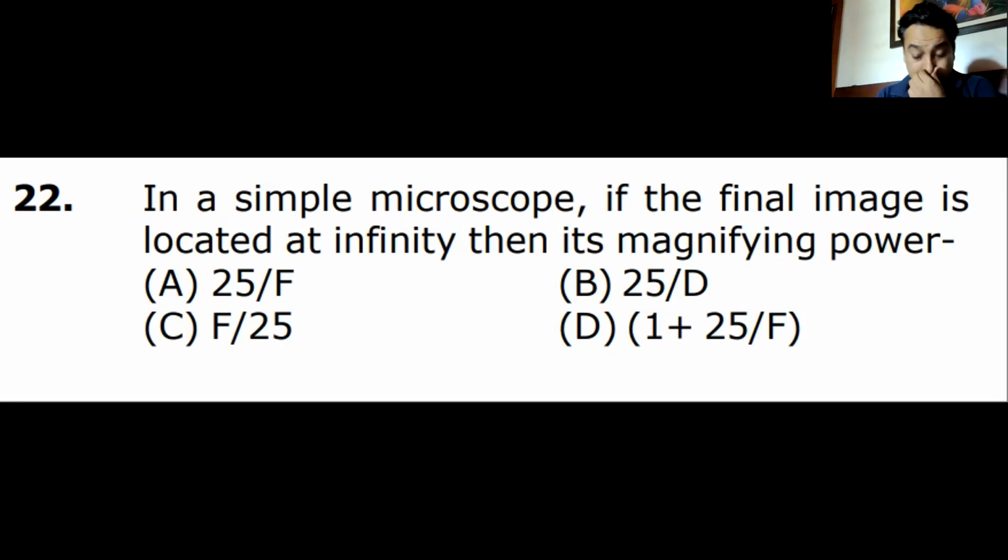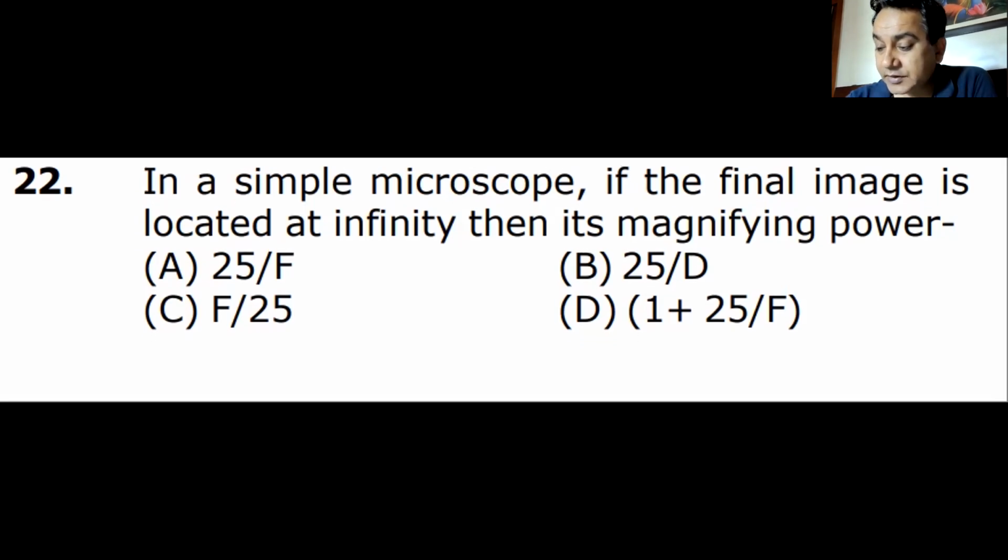Remember, it is always equal to d by f. If the image is formed at infinity, the value of d, the least distance of distinct vision, is 25. Do we remember this? Do we know this? Yes or no? So the answer in this case becomes option A, or 25 by f. Do we understand this? So the answer is 25 by f in this case.